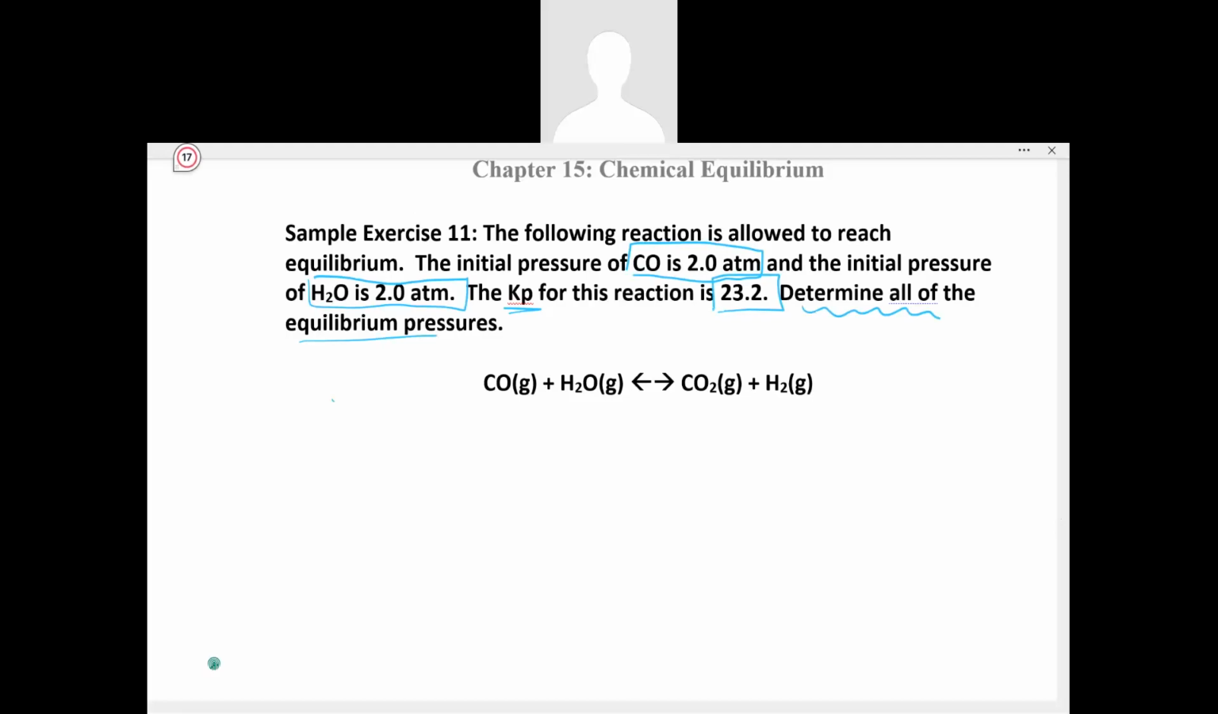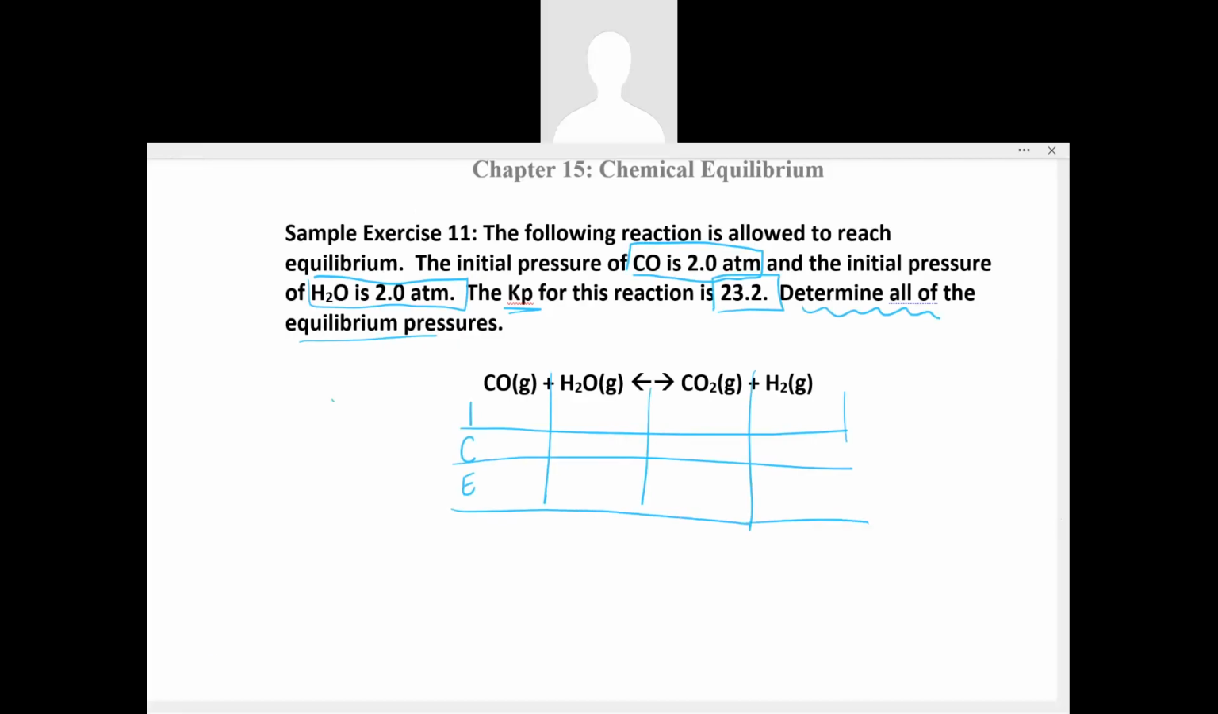We're only given initial pressures, so we know that we're going to have to set up an ICE table here to incorporate the initial values, any change that occurs, and then solve for our equilibrium values. So let's take a look here at how we can begin this process. We're told that the initial pressures, rather, for CO and H2O are 2.0 atmospheres each. So we'll plug those in.